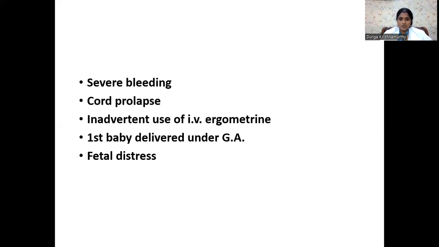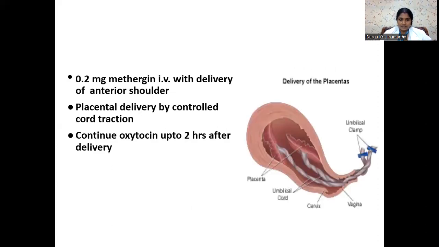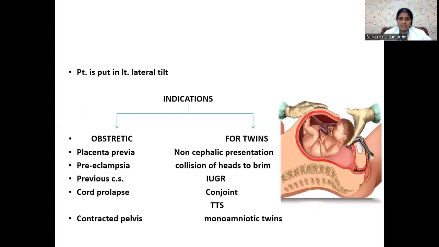Inadvertent use of ergometrine will lead to fetal asphyxia and fetal distress. So after the delivery of the second baby, give 0.2 milligram of methergine with the delivery of the anterior shoulder, deliver the placenta by the controlled cord traction method, and continue oxytocin up to 2 hours after delivery, about 20 units as intravenous infusion.